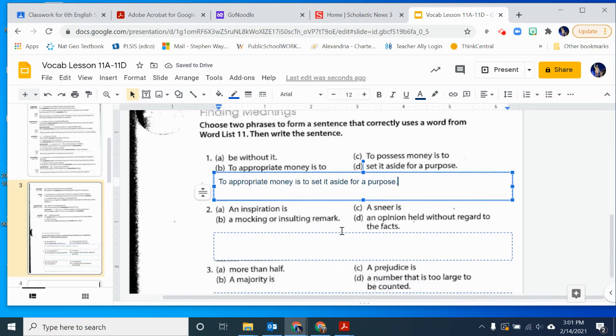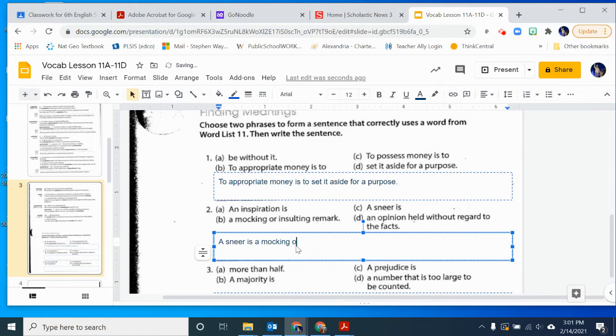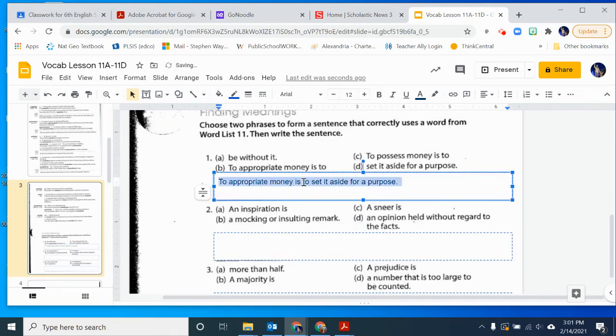Next, as another example, a sneer or inspiration. Inspiration, no. A sneer is a mocking or insulting remark. There you go. There's two examples. Notice there's only one thing, because to possess money is not to be without it, so those two can't match. So there you go. That is the first two examples for 11A.